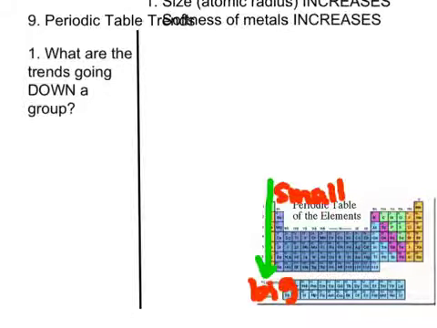The second trend going down a group is the softness of the metals. If you remember, the metals were on the left-hand side of that staircase on our periodic table. The softness of a metal is going to increase as we go down. That means the soft metals will be down here towards the bottom, and the harder metals will be on the top.